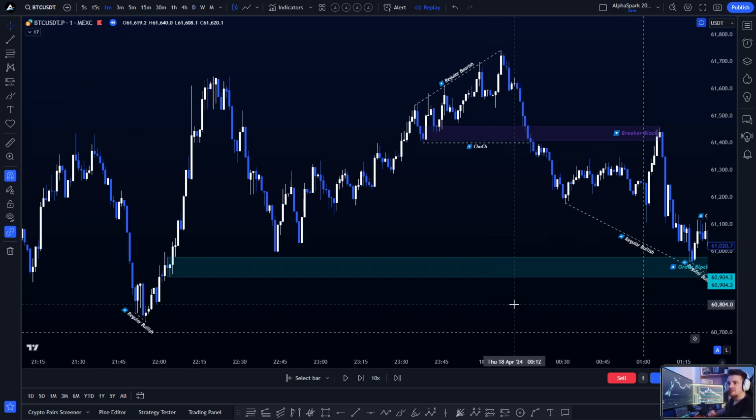So basically things got really interesting the moment that Tokyo started, because we had that flush and then started going down, and we took out these lows, right?